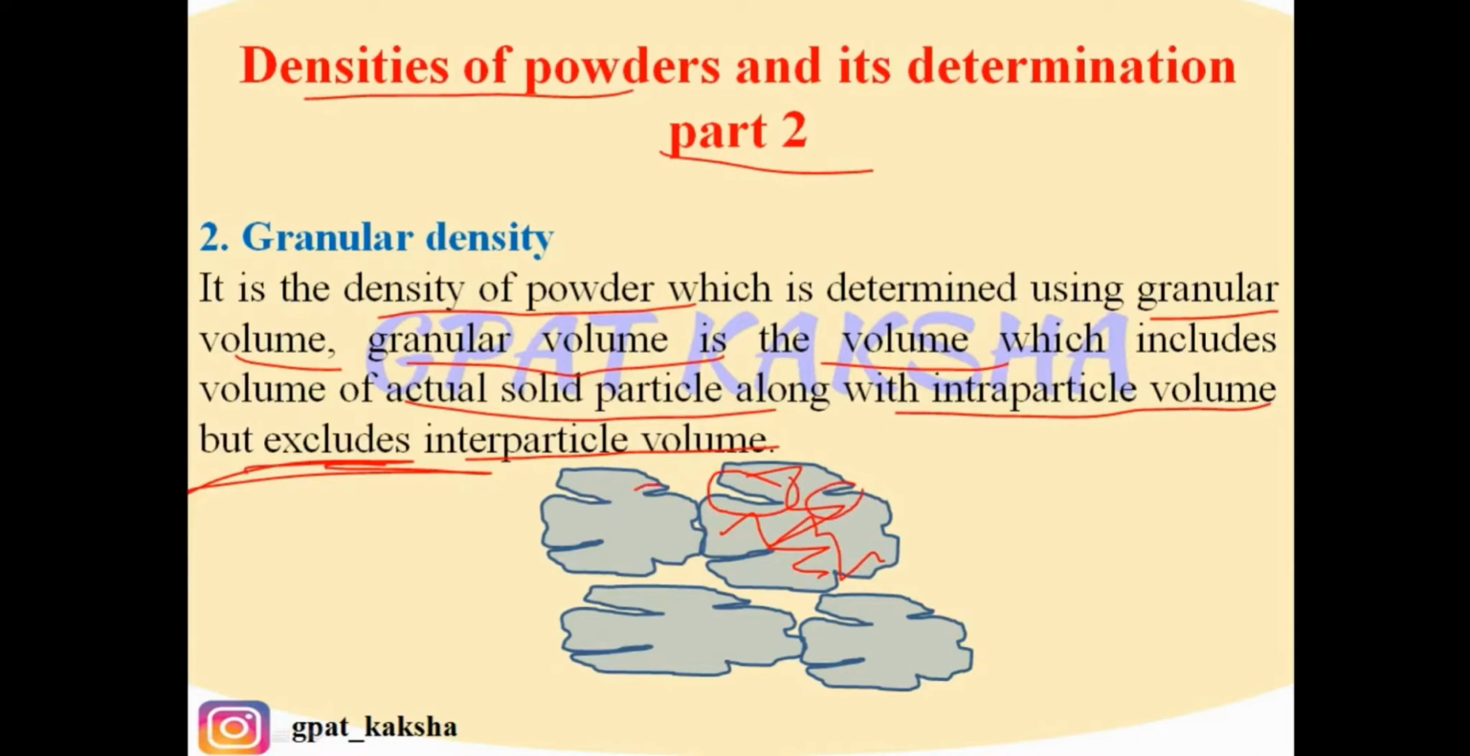So granular volume includes the intraparticular spaces as well as the actual solid volume of the particle, but it excludes the interparticle volume. It excludes the interparticle gaps, means voids, which are present between two particles. Granular volume does not count this volume. It only includes the actual solid particle volume plus the cracks, holes and pores present within the particle.